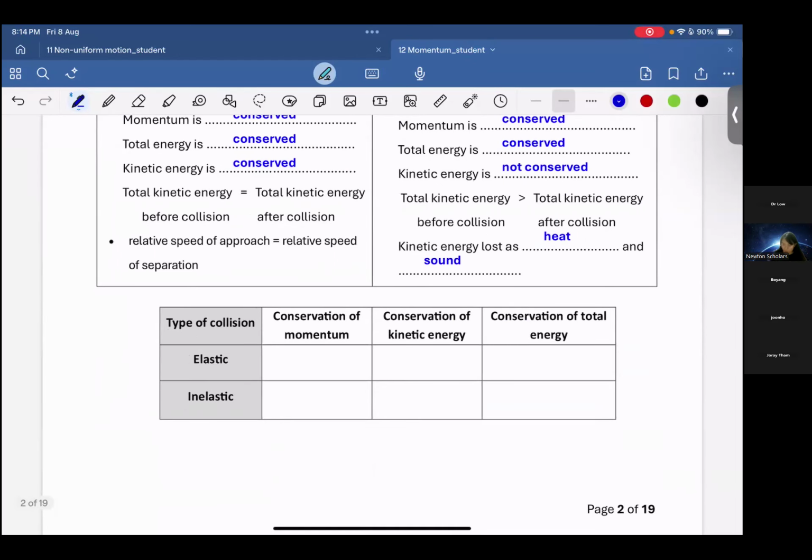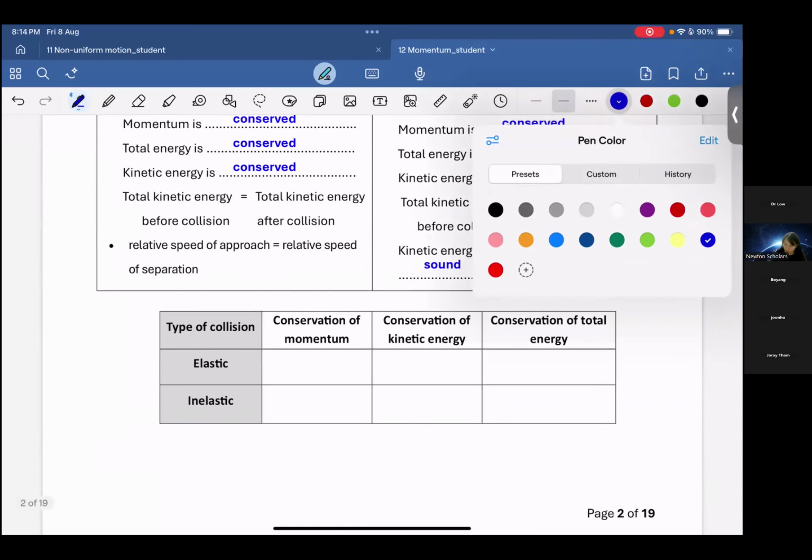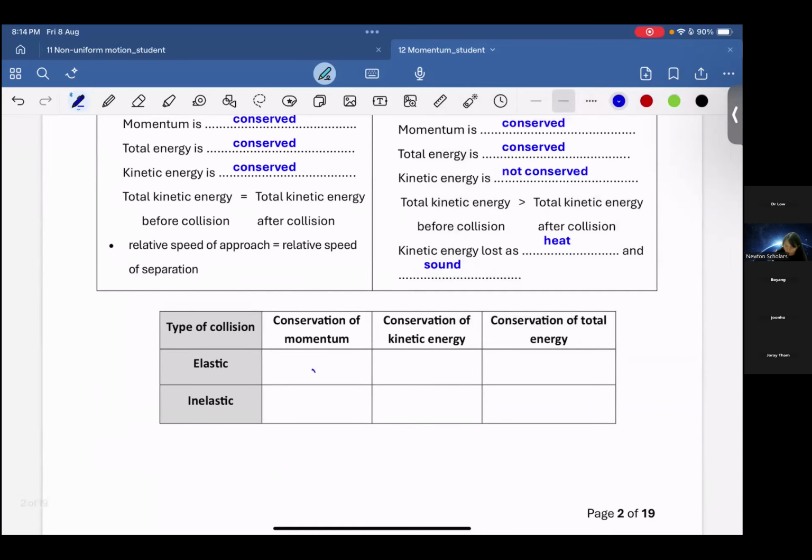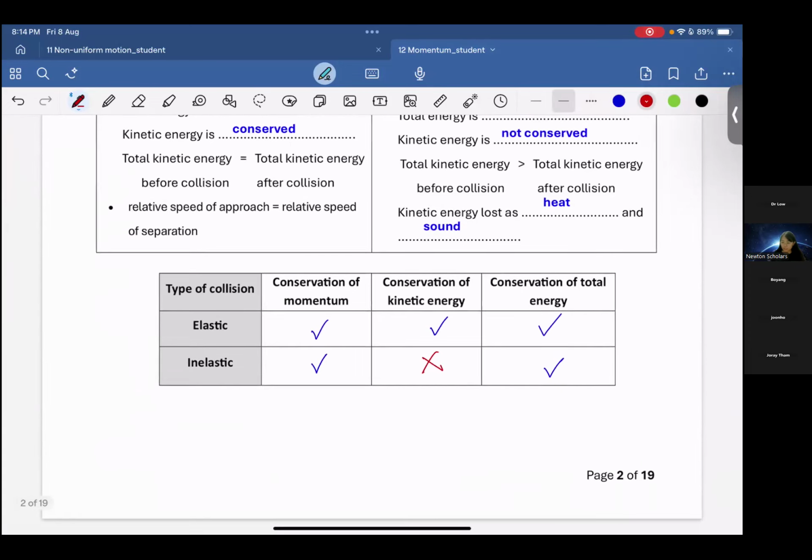Here I made a table for you to make it easier. For the elastic one, all are conserved. For the inelastic, momentum is conserved and total energy is conserved, but total kinetic energy before and after is not conserved. Okay, we go to your page number 3. This one is important. Okay, next.